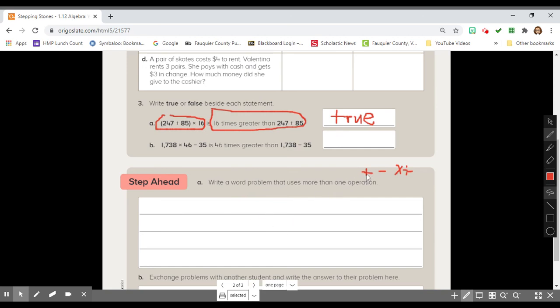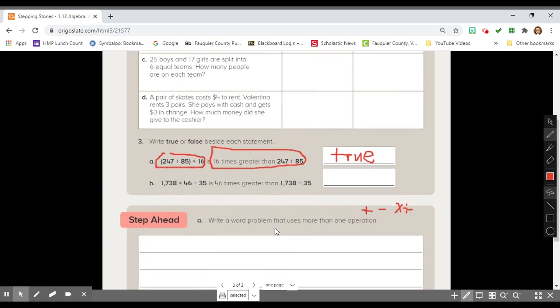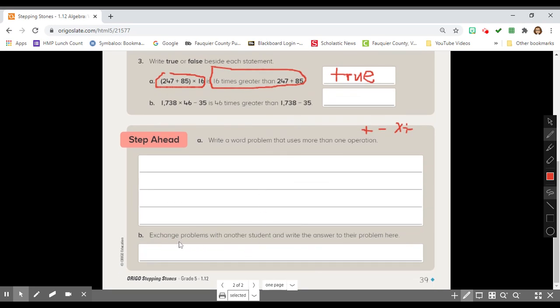And it's got to have at least 2 different operations. An operation means plus, minus, multiplication, or division. Addition, subtraction, multiplication, or division. It has to have at least 2 of those in your story problem. So you have to do both of these. Oh, exchange problems with another student. That's something that we would do during class. So don't worry about this part, but I want you to do this part.